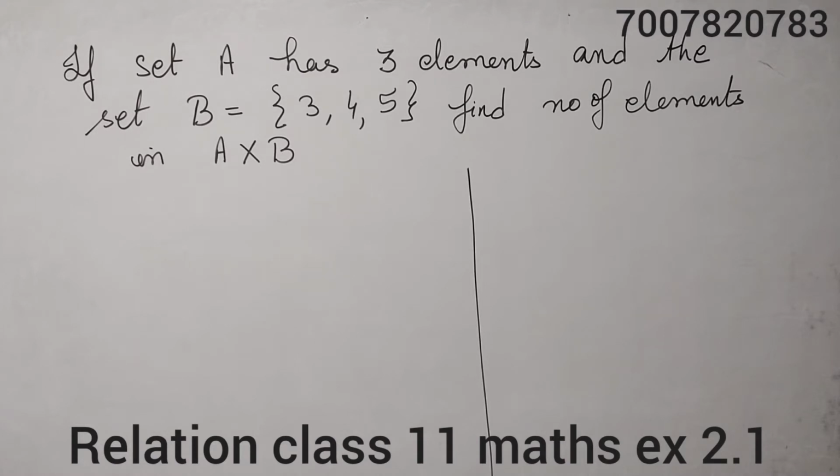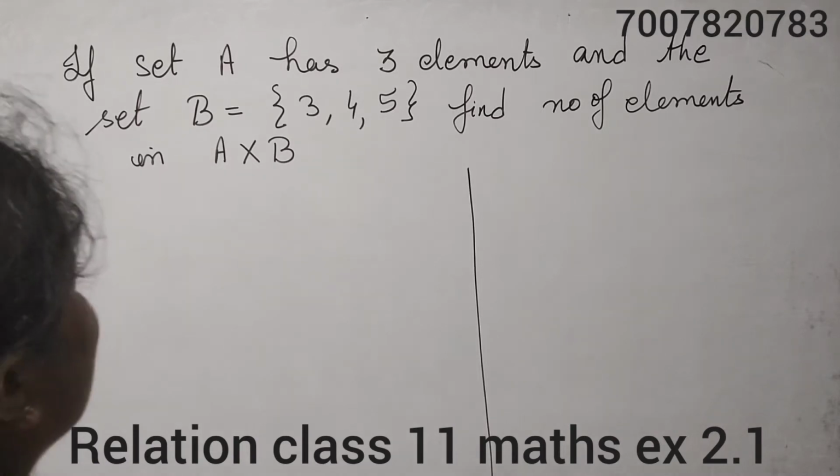Now question number 2 of the exercise 2.1. If set A has 3 elements and set B has the elements given as 3, 4, 5. Find the number of elements in A cross B. Okay. So whenever we have to find A cross B, I will tell you later how will you find the A cross B. But here in the question we have to find only the number of elements which are present in A cross B. For this I am going to give you a format.